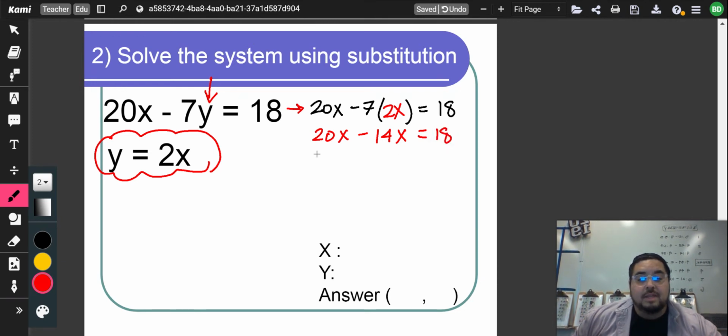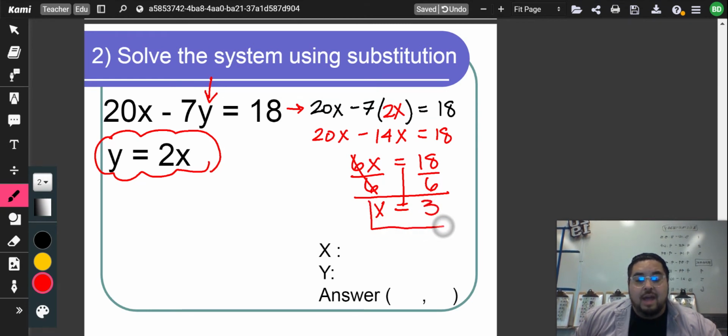Now what I have to do is simplify by combining like terms. 20x take away 14x is going to give us 6x, positive because 20 is bigger, and that's equal to 18. And now I have a one-step equation that I can super easily solve by dividing both sides by 6. The 6's cancel out, so x is isolated. That's what I want. x is equal, 18 divided by 6 is going to give us 3. So I have one value now. x is equal to 3. Okay, I can write that in my ordered pair.